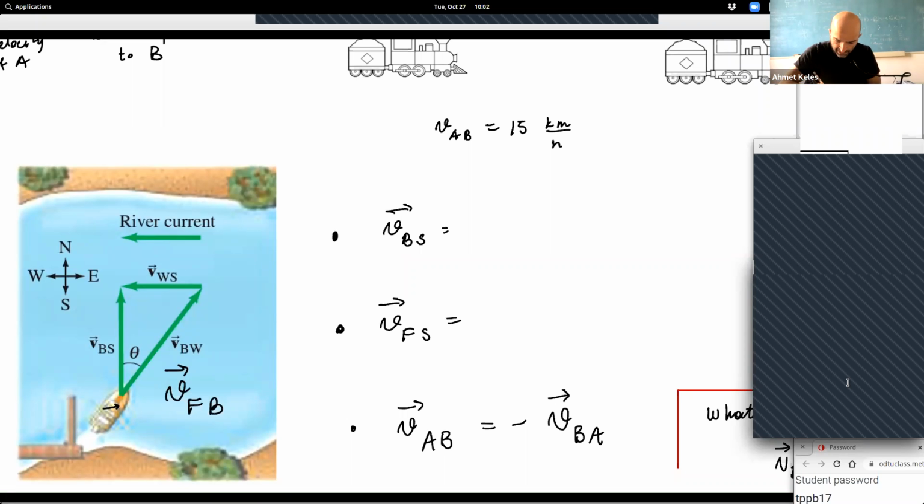We are interested in the boat's velocity. And what do I need? I know the boat's velocity with respect to water, which is a vector, plus the water's velocity with respect to shore, which is again a velocity. Let's pay attention to these arrangements here. I start with B on the left hand side, and on the right hand side it also starts with B.